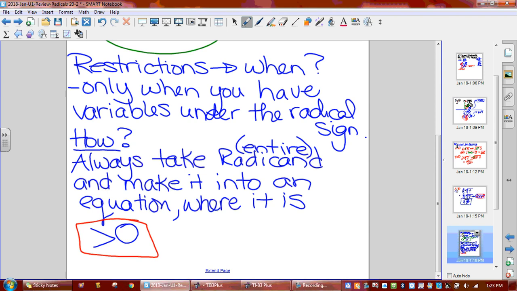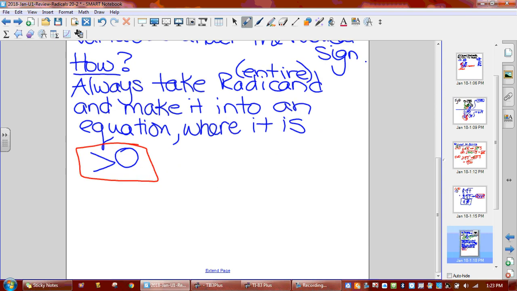So we're going to write that down and we'll do the example like we saw. Yeah, move it up a little bit. Did I move it up too high? No? Try this top. So you take the entire radicand and you make it into an equation where it's always greater than 0.